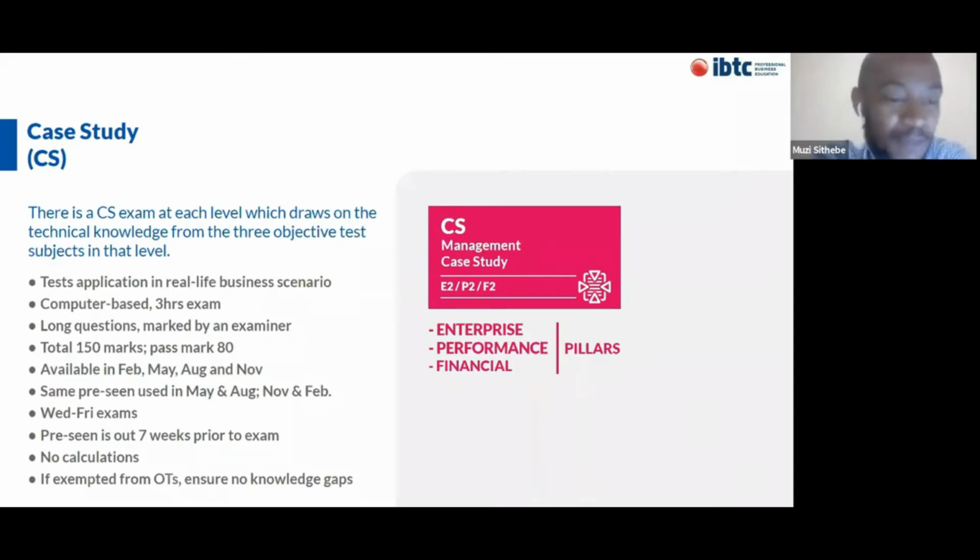So for all the exams, you could write anywhere from Wednesday to Friday. Pre-seen is out 7 weeks prior to the exam. This is a very important thing, that they give you 7 weeks to basically familiarize yourself with the pre-seen. Like we said, this exam is really about testing your application in a real world scenario.